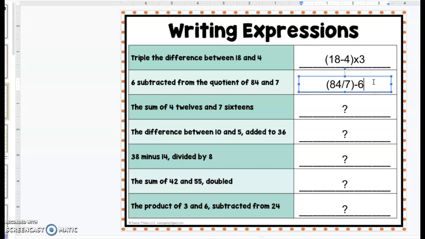Okay. For the next one, it says the sum of 4 12s and 7 16ths. Okay, so basically I could say 12 4 times, like 12 plus 12 plus 12 plus 12, but we know that repeated addition is multiplication. So I can do 4 times 12. That's what they want for that one. And then they want me to add it, because it's the sum of both of them. 7 16ths. Well, I could say 16 7 times, or I can say 7 times 16.